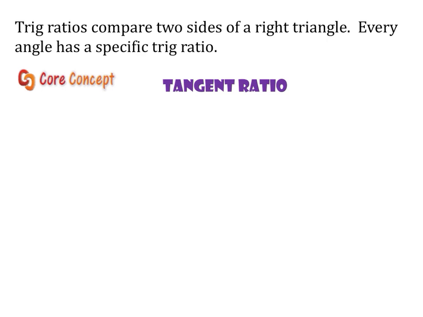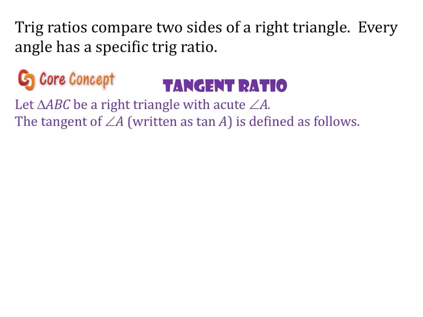So let's get more familiar with our tangent ratio. So let triangle ABC be a right triangle with acute angle A. The tangent of angle A, written as, and remember, shortened abbreviation for tangent is TAN, and then we're talking about angle A, so we can shorten that down to TAN A, is defined as follows.